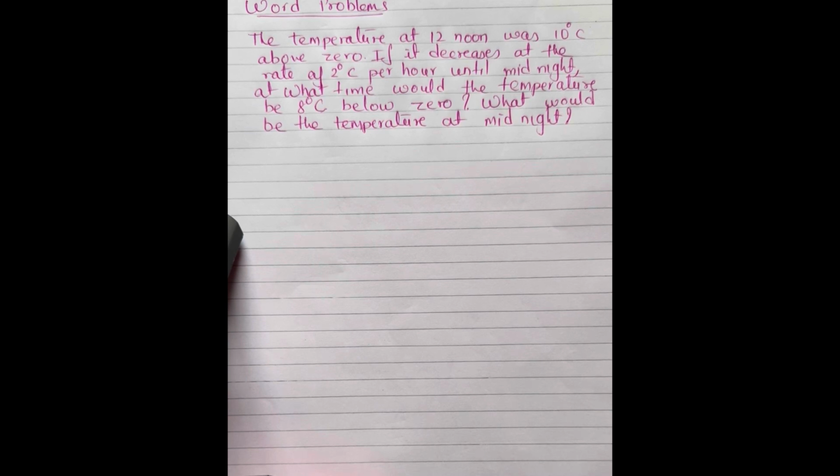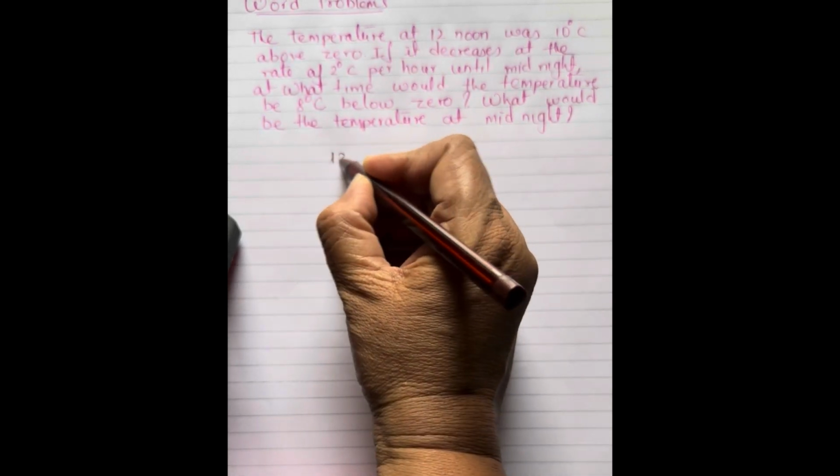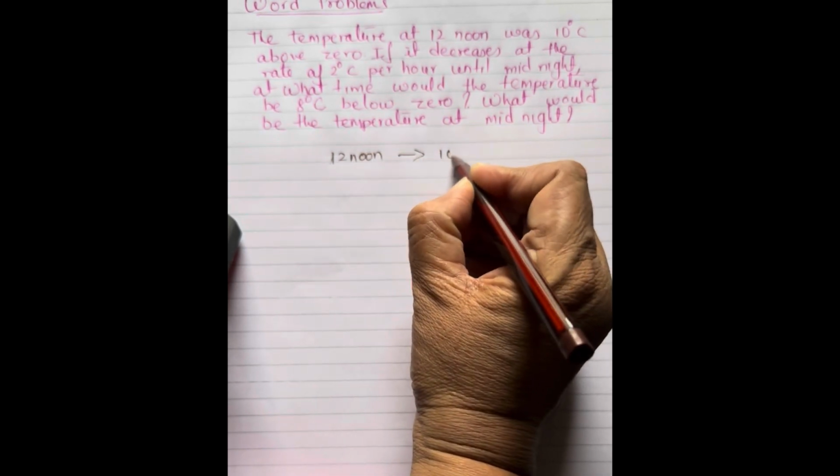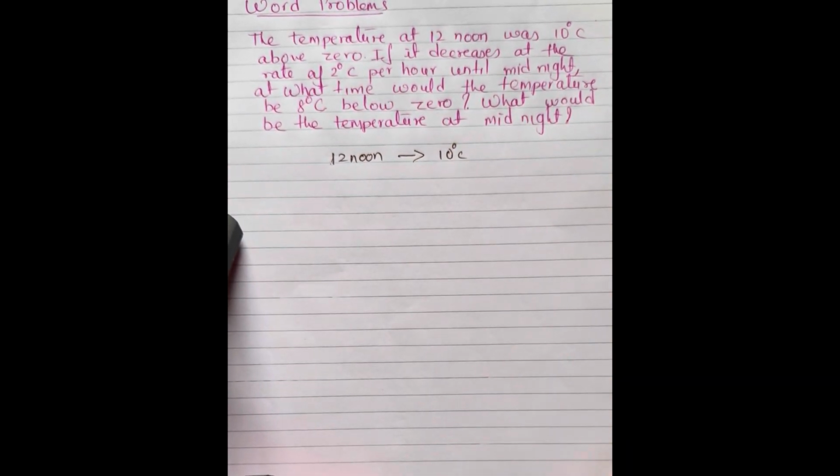Now let us solve one or two word problems which are given in the textbook. So this type of sums are important. I am taking two different types of sums. So first one is the temperature at 12 noon was 10 degree centigrade above 0. Above 0 means plus 10. So at 12 noon, what was the temperature? I'll write here 12 noon, the temperature is 10 degree, positive 10, so I'm not putting the sign.